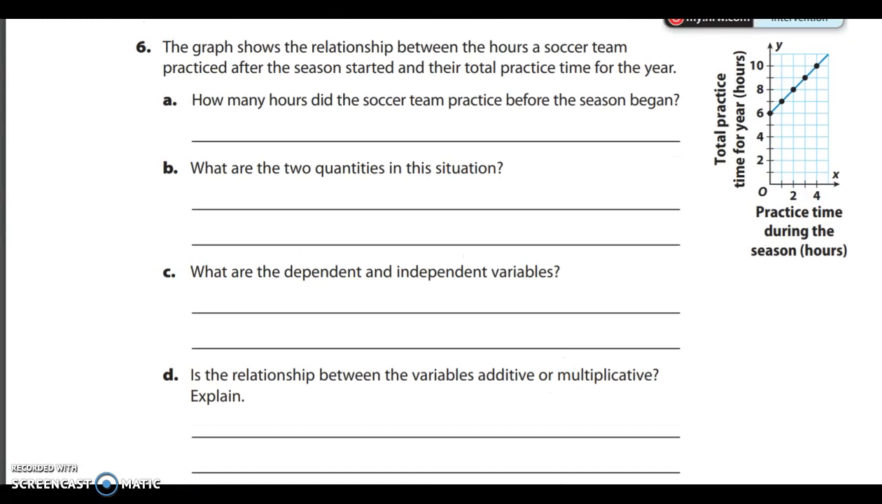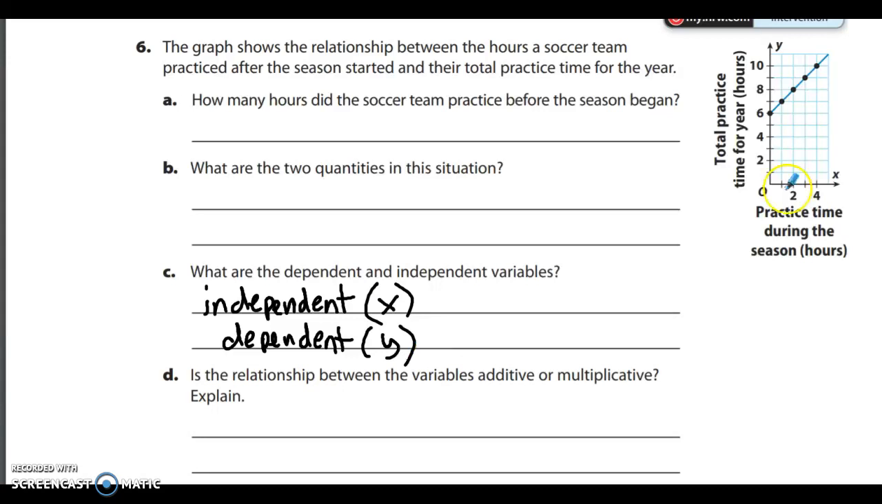Question C reads, what are the dependent and independent variables? There's a couple of ways to figure this out. I'm going to start with independent variable, and it doesn't ask us to explain, even though I'm going to verbally. And we haven't totally formally explained this yet, but we're going to do it now. The independent variable, when done correctly, is always the x, and the dependent variable, when done correctly, is always the y. So the independent variable is the practice time during the season. This is the x-axis right here. So this is the independent variable. I'm just going to put practice during season.